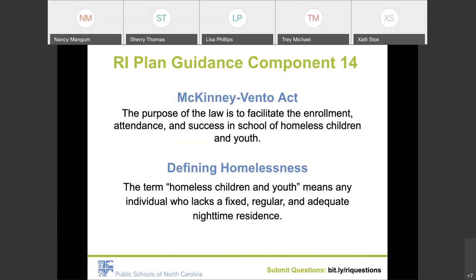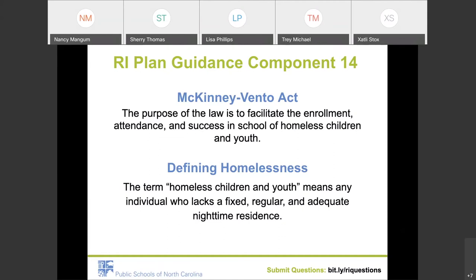The McKinney-Vento Act is the federal law that prescribes the requirements of LEAs in serving children who have been identified as homeless. The purpose of the law is to facilitate the enrollment, attendance, and success in school of homeless children and youth. The Act defines homelessness as any individual who lacks a fixed, regular, and adequate nighttime residence. This would include students who lost their housing and are living in motels, campgrounds, emergency or transitional shelters, or have a primary nighttime residence that is a public place not designed for or used as regular sleeping accommodations, something like cars, parks, abandoned buildings, and similar settings. Additionally, please keep in mind that migratory children living in these types of settings would also qualify under the law as experiencing homelessness.